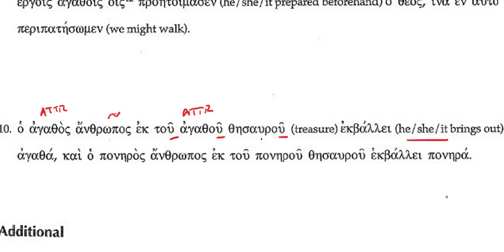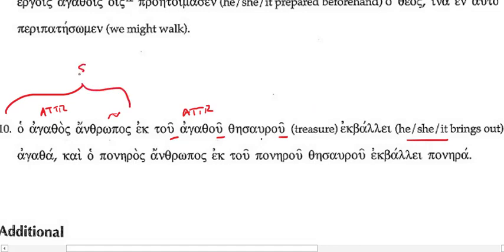You have an explicit subject. I do. And where do I find it? All the way at the beginning. That's right. It's nominative case, yes. So that's my subject. Now in English, we're going to want to translate ekbale after the subject but before the ek prepositional phrase. So put it all together. The good man from the good treasure brings out. Or the good man brings out of the good treasure.